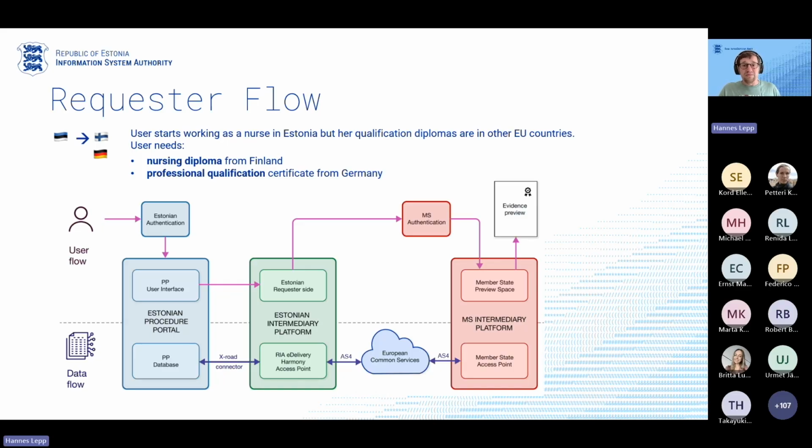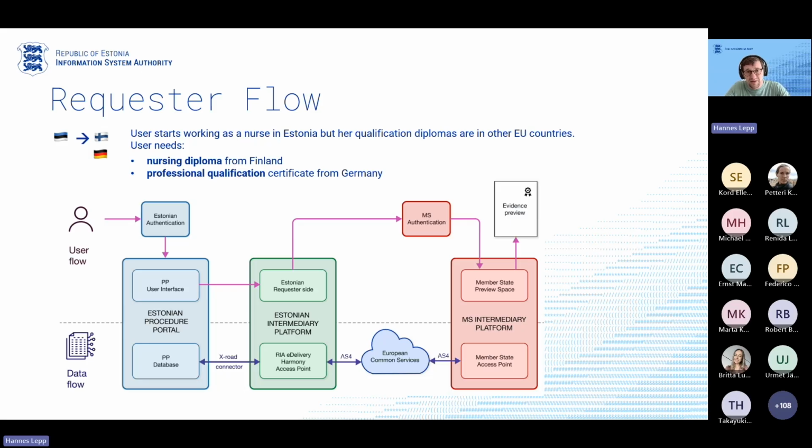So the requester flow is essentially the same process as the provider flow, but it's mirrored. In this case, Estonia requests evidences from another member state. And let's go briefly through the main components that are used in the Once-Only Technical System. So the main components are procedure portals. They are basically e-government environments where users start and complete their administrative procedures.